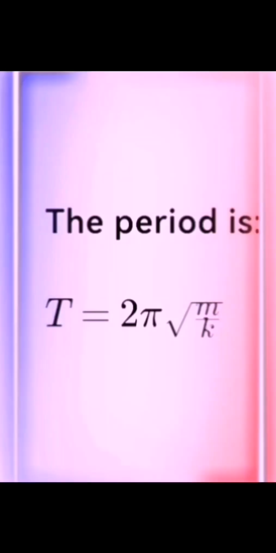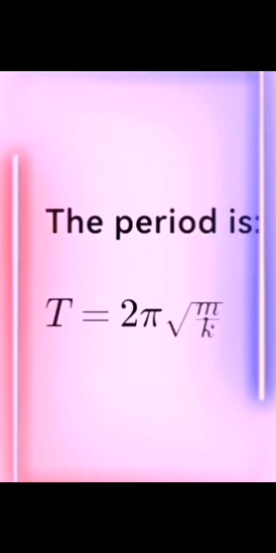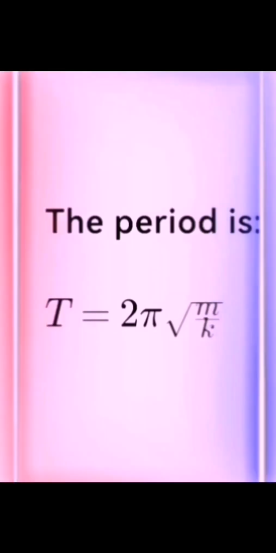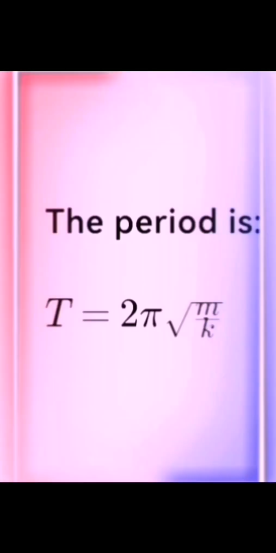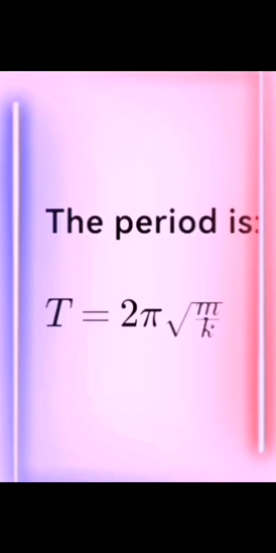Also, it's interesting to note that if we change M and K, because they follow a square root relationship, if we were to double the mass or double K, we wouldn't halve or double the period. You get a root relationship, so if you wanted to halve or double the period, we would have to quadruple the mass or the spring constant.